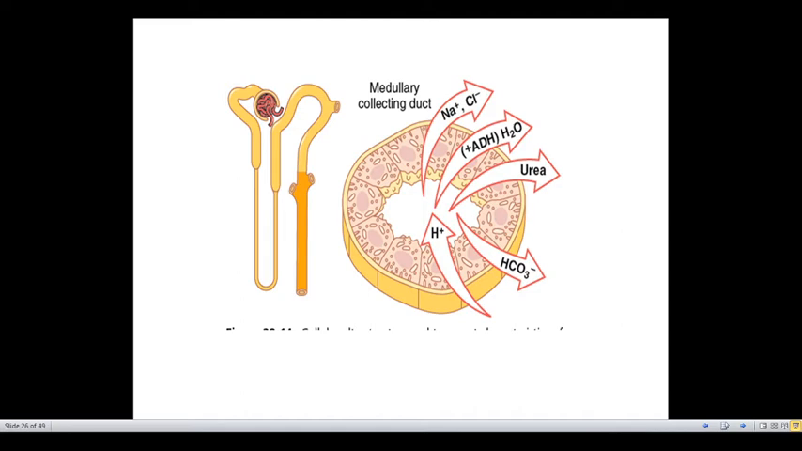The medullary collecting ducts actively reabsorb sodium and secrete hydrogen ions and are permeable to urea, which is reabsorbed in these tubular segments. The reabsorption of water in medullary collecting ducts is controlled by the concentration of antidiuretic hormone.